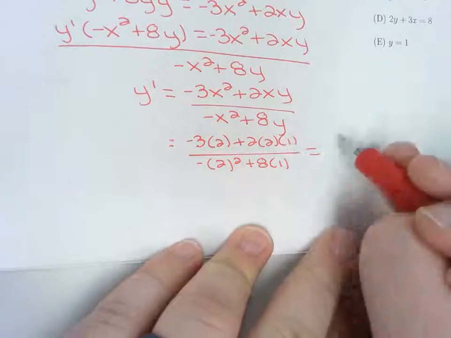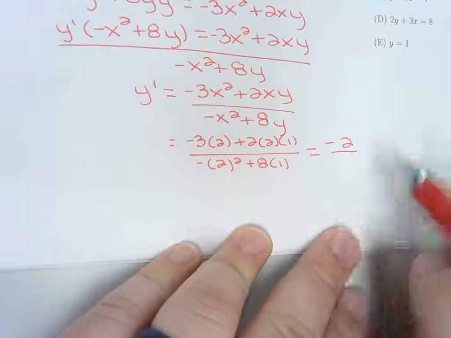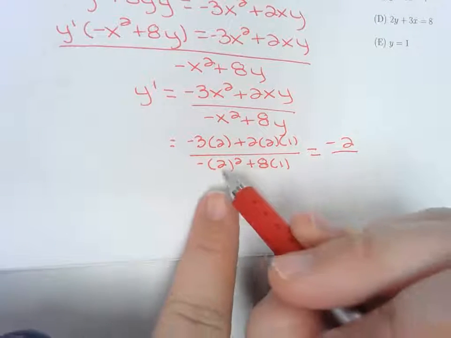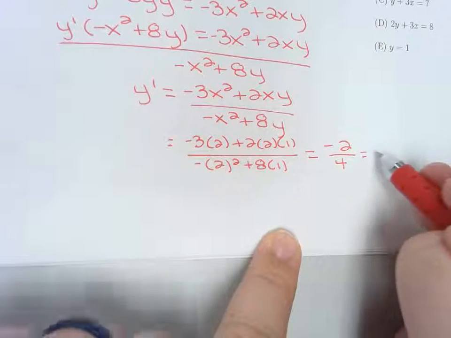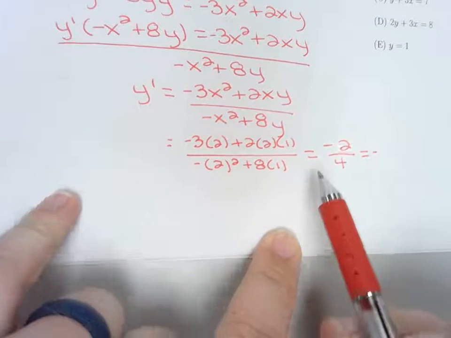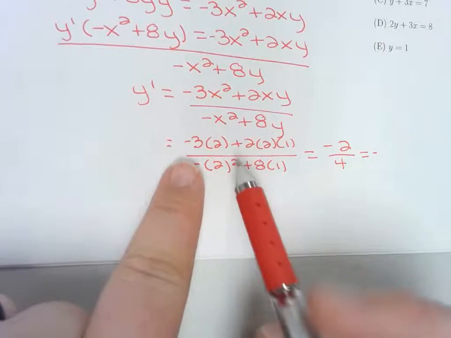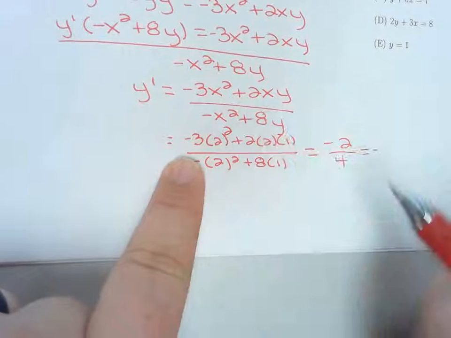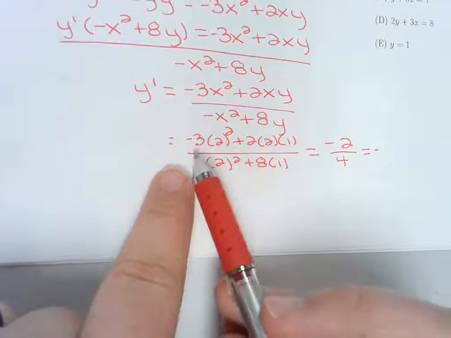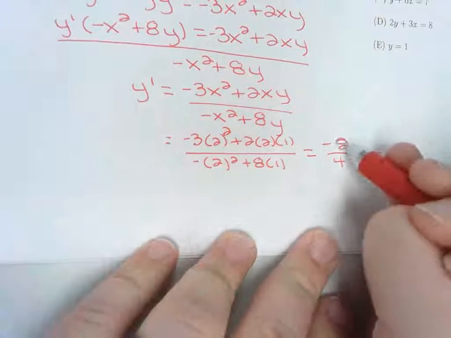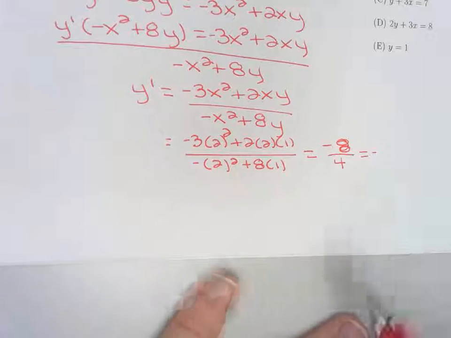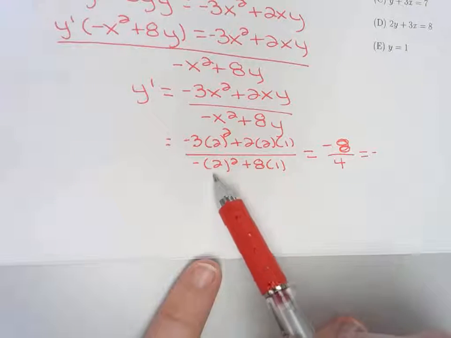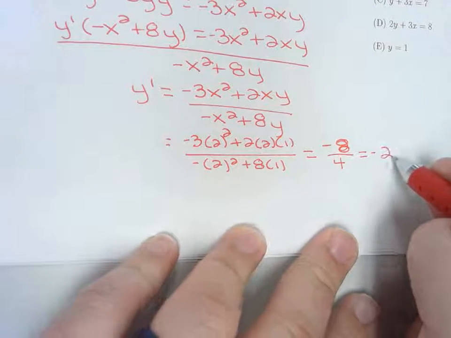Which will give you negative 6 plus 4, negative 2 over negative 4 plus 8. Did I do that right? Nope. It's an x, 3x. Oh, shoot. There you go. So, negative 12 plus 4, negative 8. Right? Is that better? Okay. Well, that makes it end up nicer anyway. The bottom is negative 4 plus 8, so negative 2 for your slope.